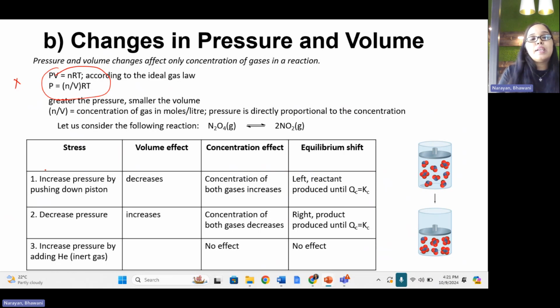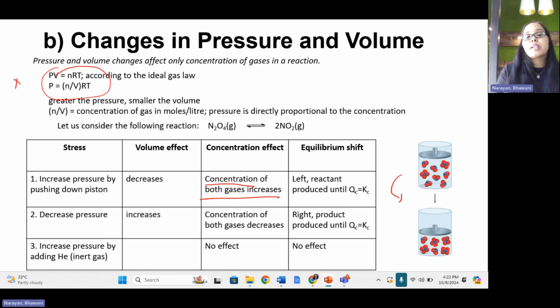Let's learn what happens if we increase pressure by pushing down the piston, which is there in this diagram. What happens to the volume if we push down the piston in a confined volume? Now, the volume that the gas occupies after pushing down the piston is less, right? So the pressure increases, the volume decreases. What happens to the concentration? The same amount of gas is there in a fixed, lesser volume. What do you think happens to the concentration? The concentration of both gases, the reactant and the product, increases because the mass per unit volume increases. The volume has reduced, right? So the mass per unit volume increases. So concentration increases. Please keep that in mind. So if you push down a piston, the concentration of both gases would increase.